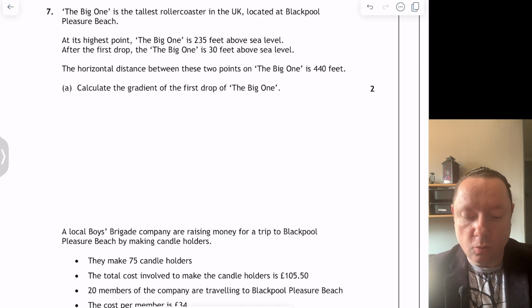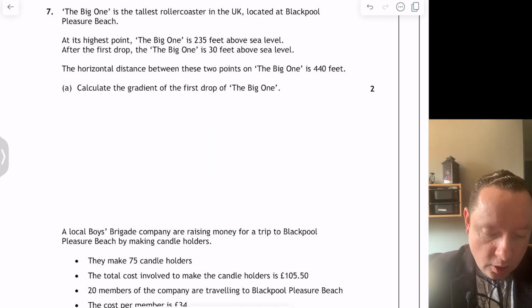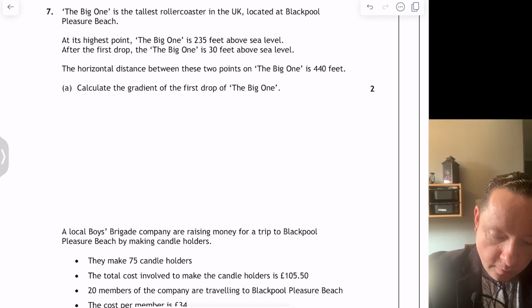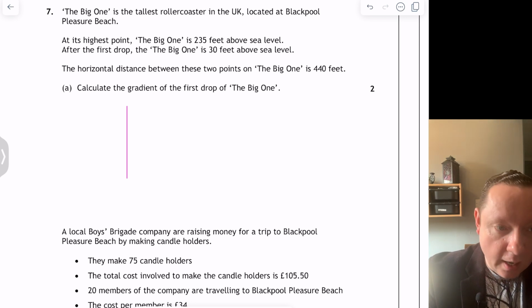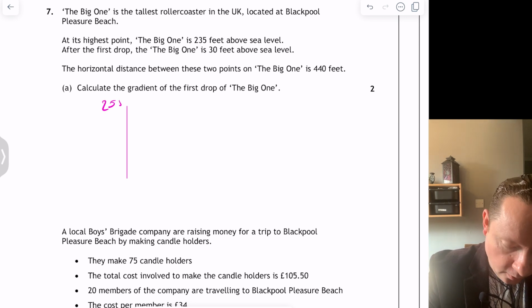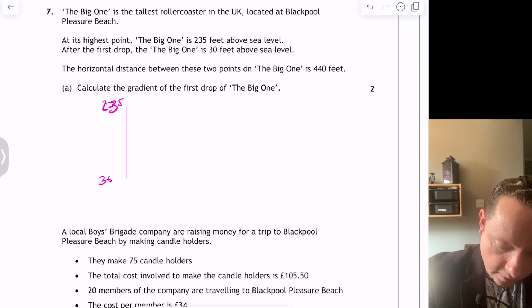The big one is the tallest roller coaster in the UK at Blackpool Pleasure Beach. At its highest point, the big one is 235 feet above sea level, and after the first drop, it's 30 feet above sea level. The horizontal distance is 440 feet. Find the gradient of the first drop. So imagine this, and there's 235 up here is how high it is, but after the second one, it's 30 foot still above.